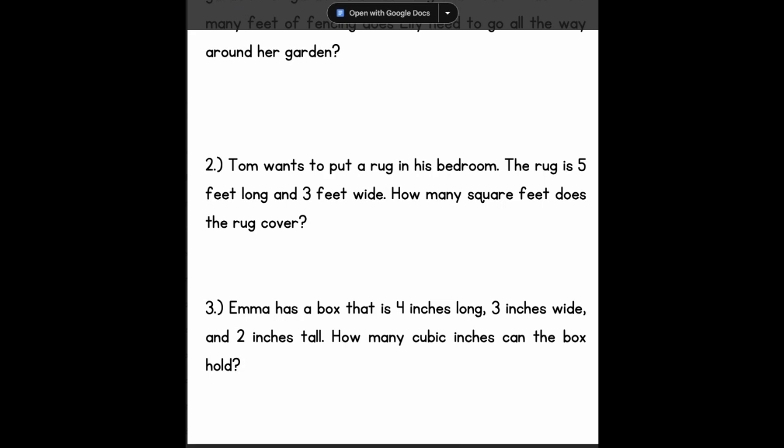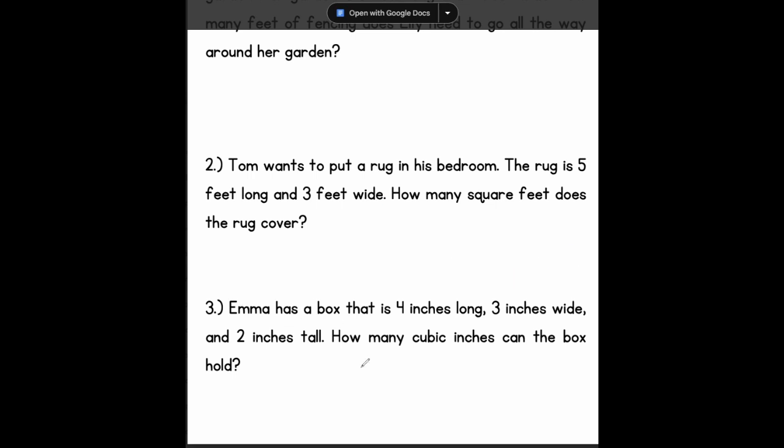Tom wants to put a rug in his bedroom. The rug is 5 feet long and 3 feet wide. How many square feet does the rug cover? So this is his rug. It's 5 feet long, 3 feet wide. In this case, we're looking for the area. So we do 5 times 3 instead of adding, and that would give us 15 square feet.